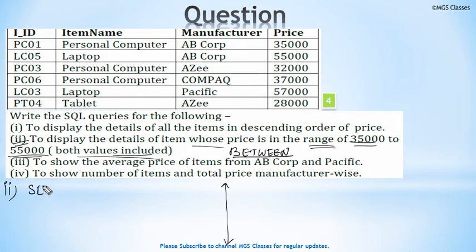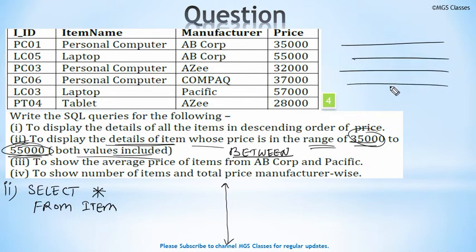So first I am writing the select, as usual select we will write, then display the details of items. All details of items we need to display, so we will put the star. Which table we are using? Item table. So select star from item. Now here you need to apply the where condition, because we need to display all the items whose price is between 35,000 and 55,000, both included. What does it mean? We need to display all the items whose price is in the range of 35,000 to 55,000, both inclusive, means 35,000 will also come and 55,000 will also come. Items whose price is equal to 35,000 and 55,000 will also come, and the in-between prices will also come.